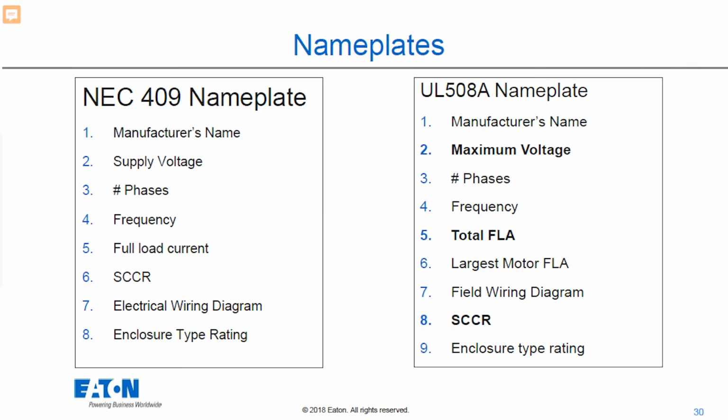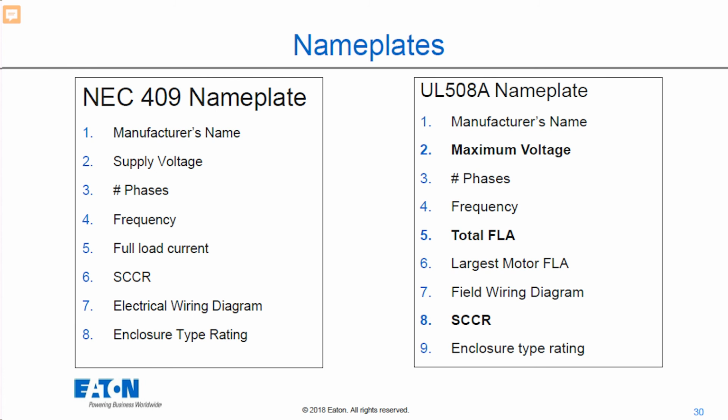So here's the breakdown of everything that should be on your nameplate according to the NEC. NEC 409 requires what's listed there, and the UL 508A nameplate is on the right. These are pretty much the same. The biggest difference is that UL 508A adds the largest motor FLA. So you need the total FLA, but you also have to add the largest motor FLA. In UL 508A, it's also the maximum voltage as opposed to the supply voltage, which may or may not be the same thing. That's one of the other changes.